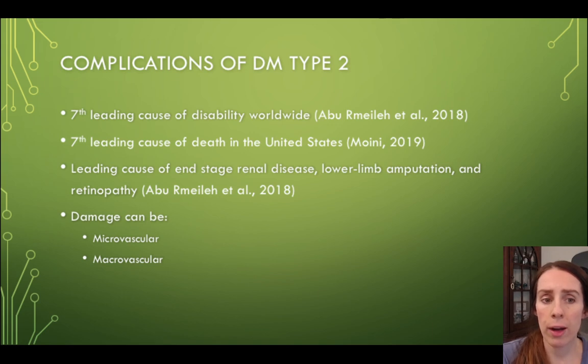And the damage can be microvascular, which could include neuropathy, nephropathy, and retinopathy, or the damage could be macrovascular, which would be coronary artery disease, cerebrovascular disease, and peripheral vascular disease. Nearly half of those diagnosed with the disease will eventually die of cardiovascular complications, such as a myocardial infarction. Diabetics are 4 times more likely to die of a cardiovascular event than non-diabetics.